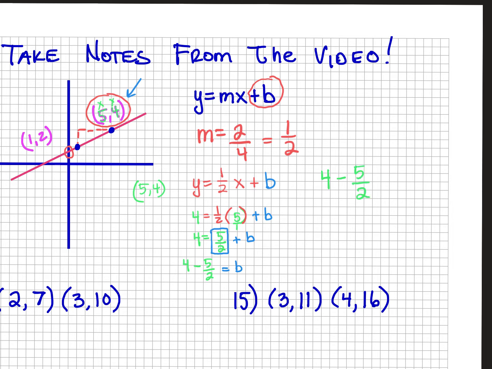I can, but I got to turn 4 into, this 4 is really 4 over 1, so I got to turn 1s into 2s. So now I can go, 4 over 1 is the same thing as 8 over 2. I'm going to multiply by 2, multiply by 2. This is why we were working on adding and subtracting fractions last week. Minus 5/2 equals 3/2.